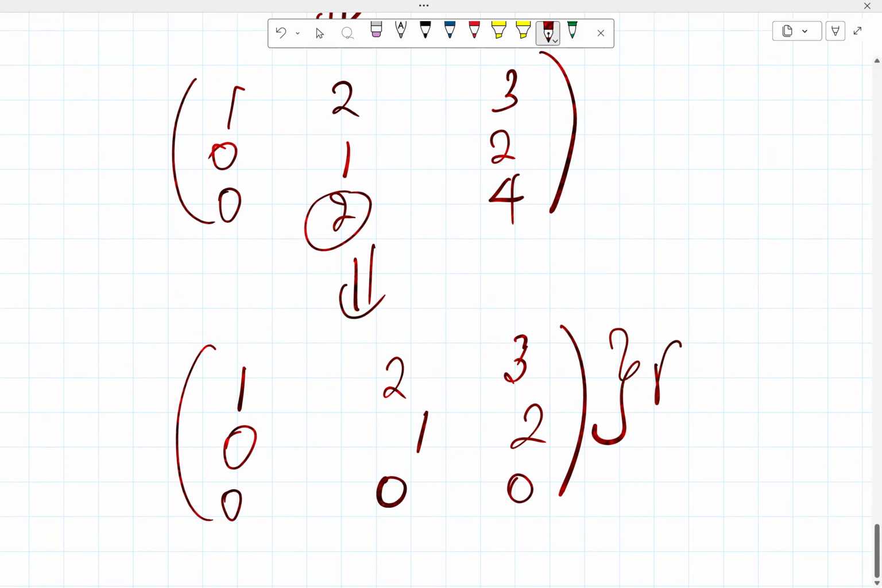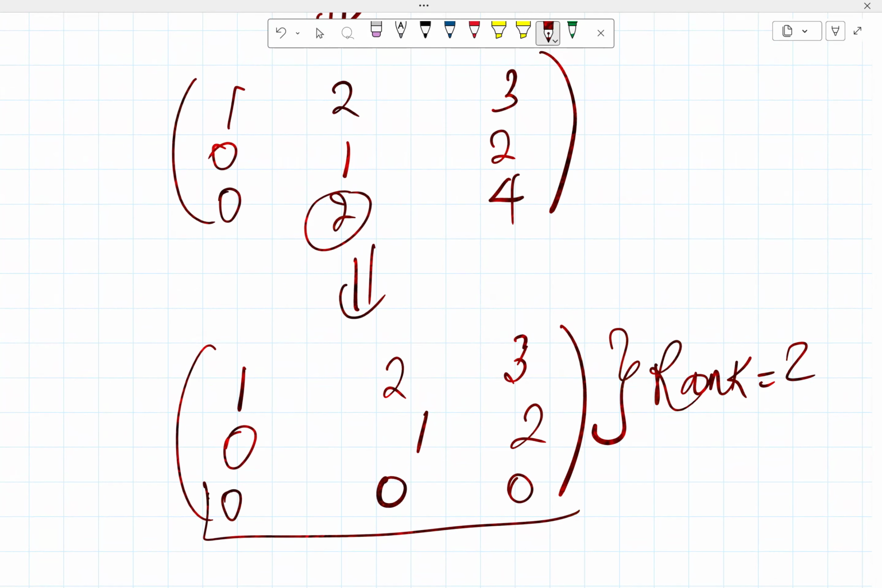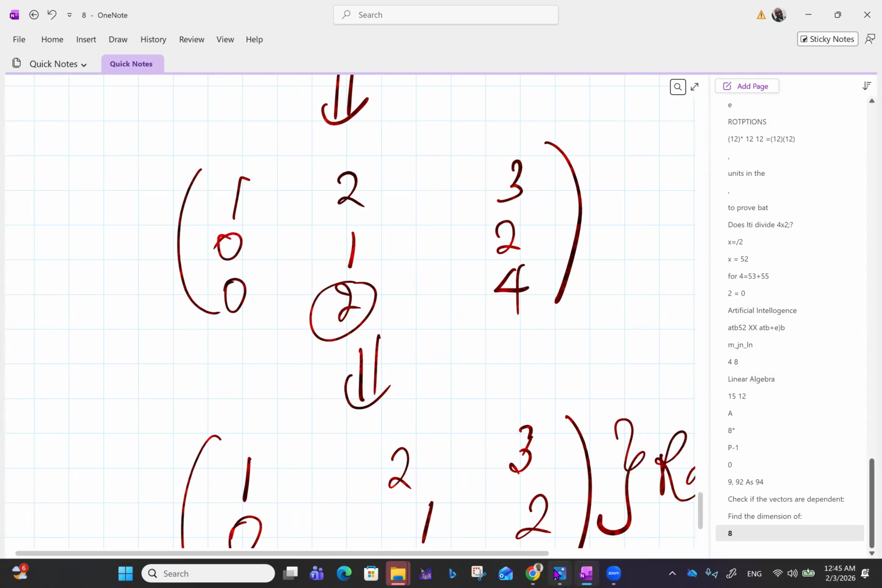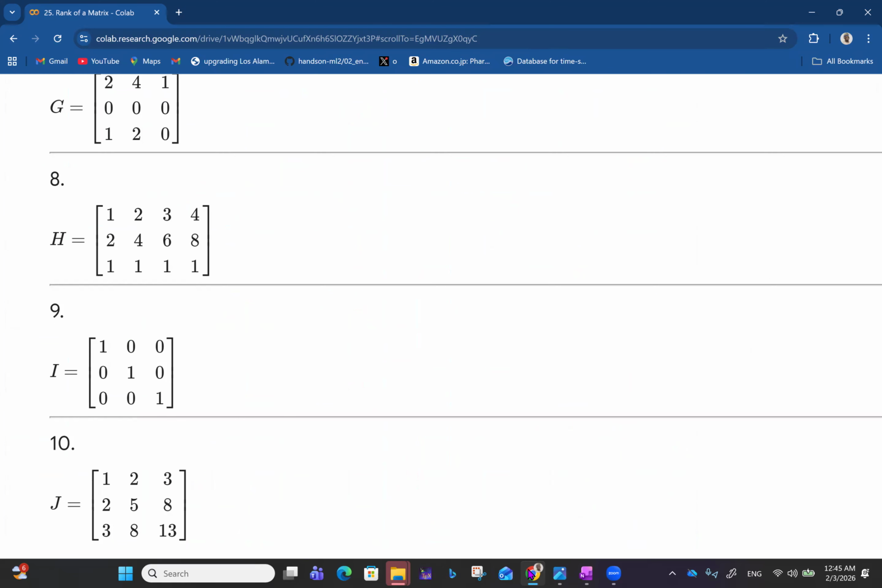So the rank again is 2. The rank is 2 because we have one zero row. So the rank is the number of non-zero rows once your matrix is in echelon form.